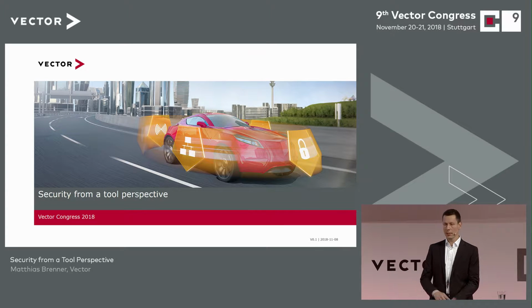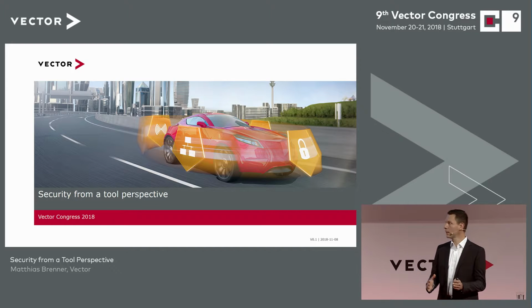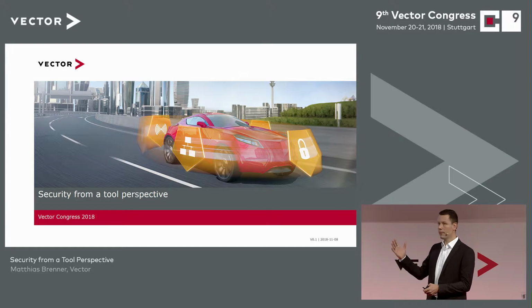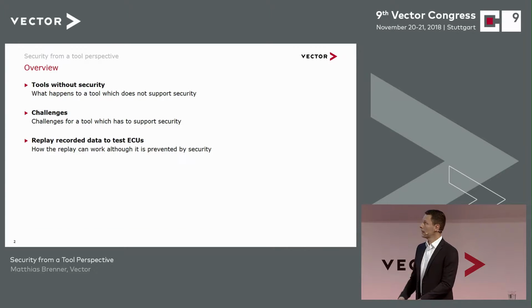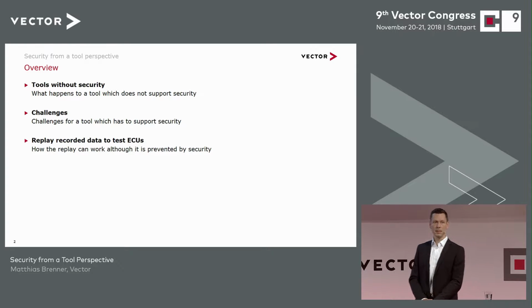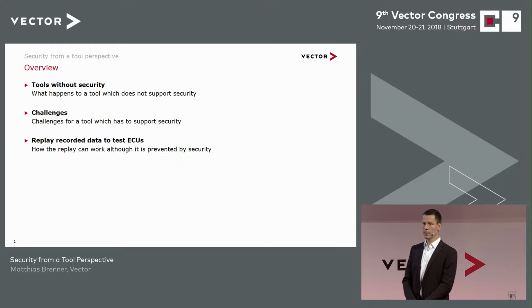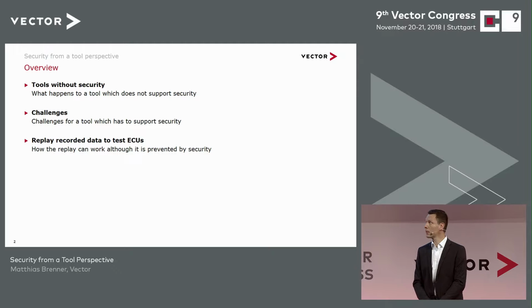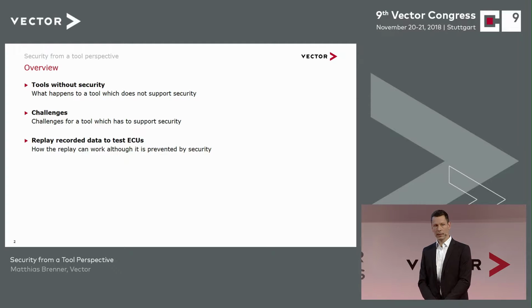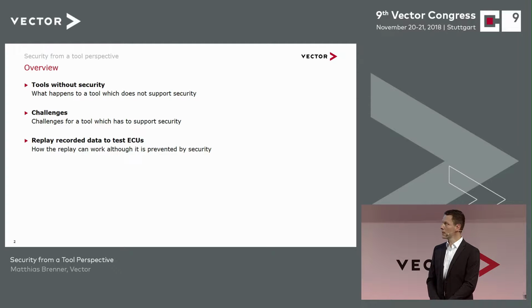After having heard a lot about control units, ECUs, and that security is being built in there everywhere, we are now going to take a look at security from a user perspective. We continue to need applications to test ECUs. And first and foremost, we take a look at what it looks like when a test application doesn't understand security, but I still want to test a secured ECU.